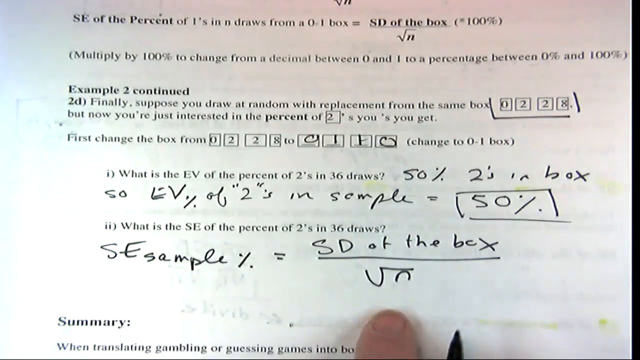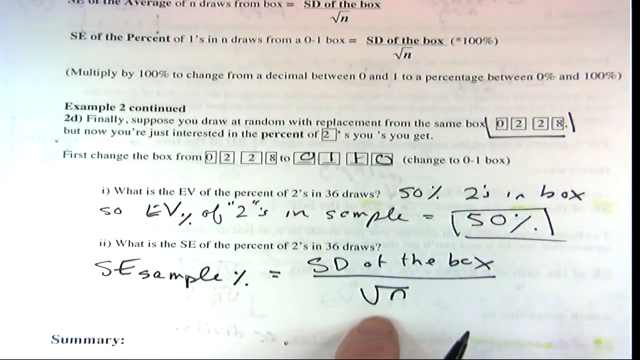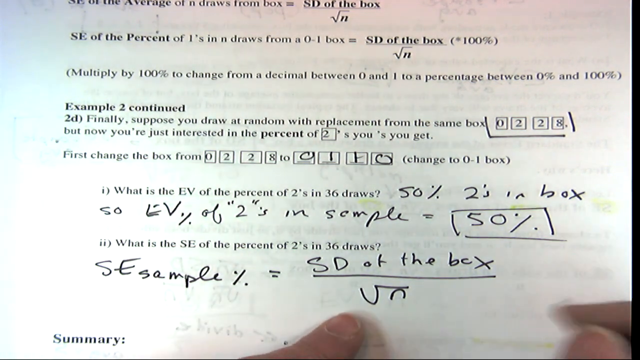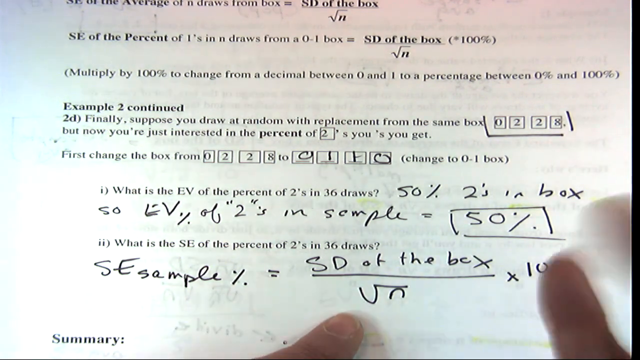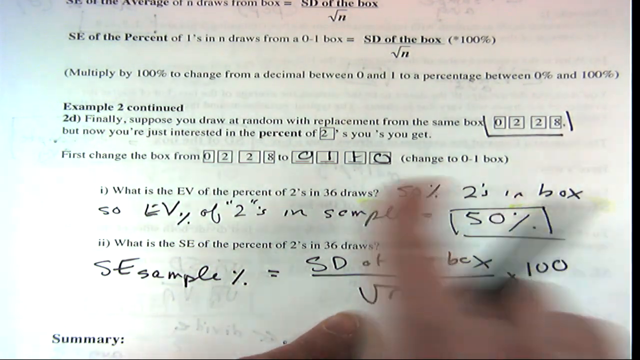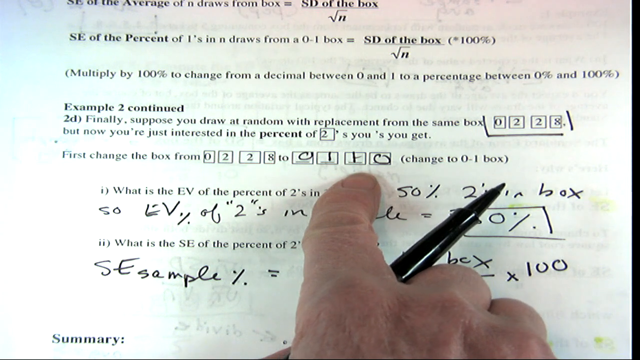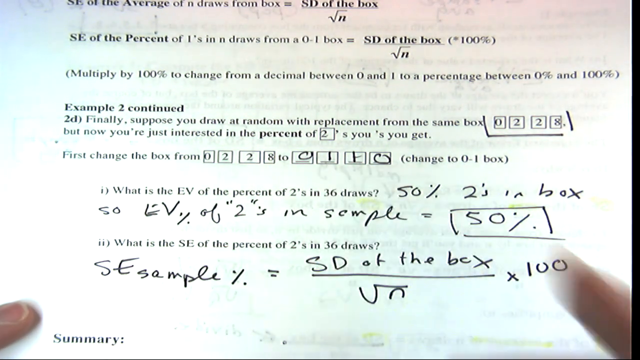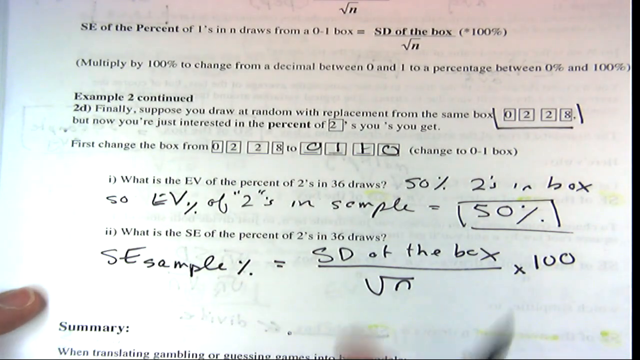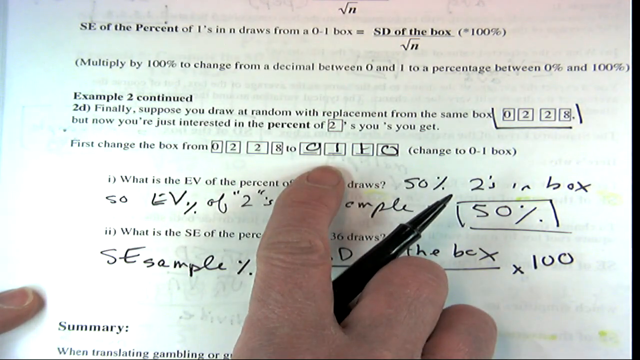That's just because it's an average right here. So you'll get a decimal as your standard error. But if you want to change it to a percent, you just multiply it by 100. Okay? So we can do that. So what is the standard deviation of that box? Do you remember the shortcut formula from last time?